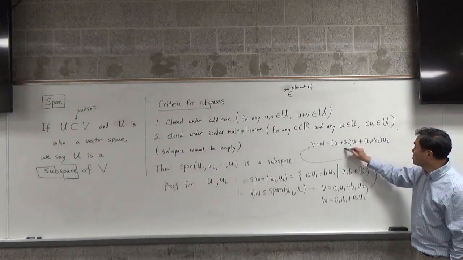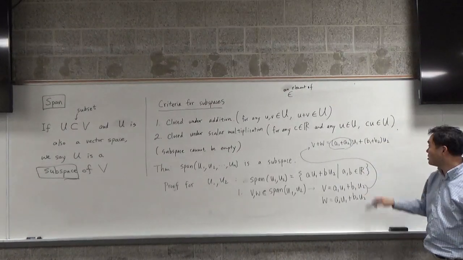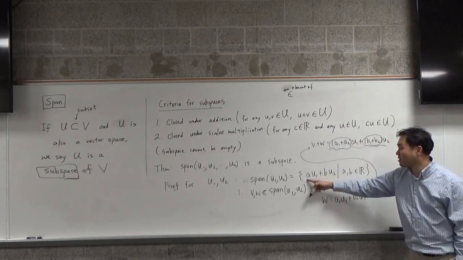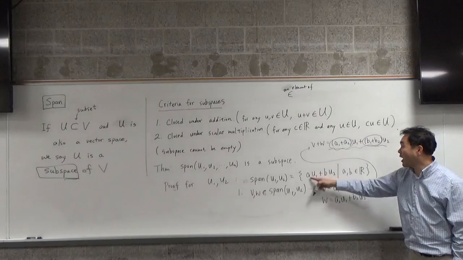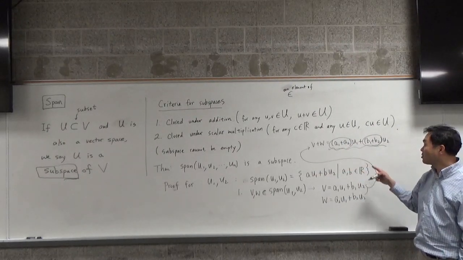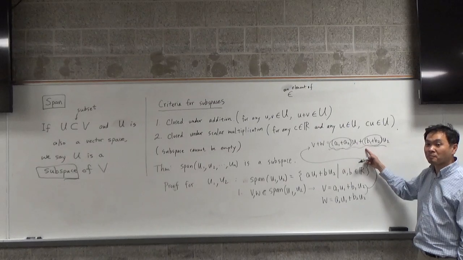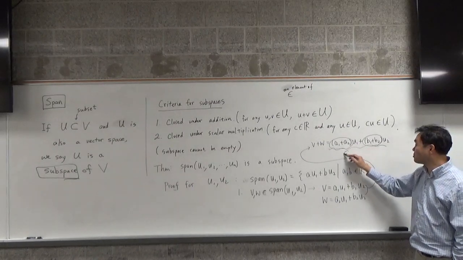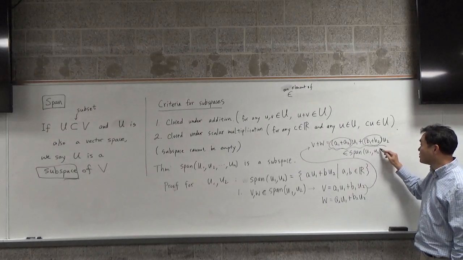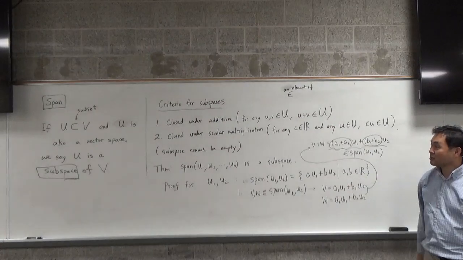But look, this is a real number. This is a real number. So this thing looks exactly like this one, where A is like A1 plus A2 and B is like B1 plus B2. So does this belong to span? Yes or no? Yes. So this belongs to span of U1, U2. So part 1 is done, okay?